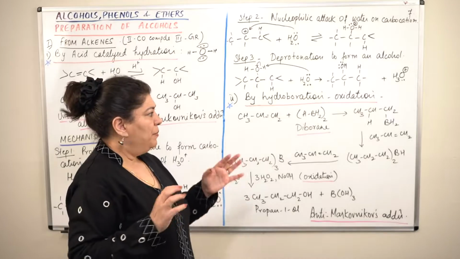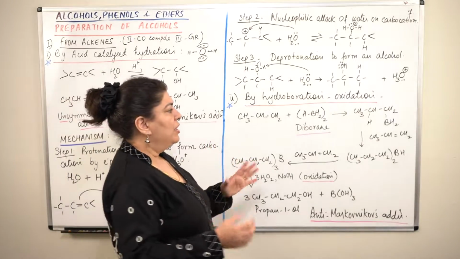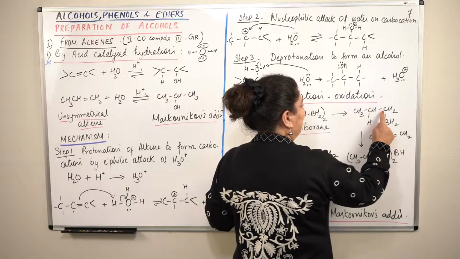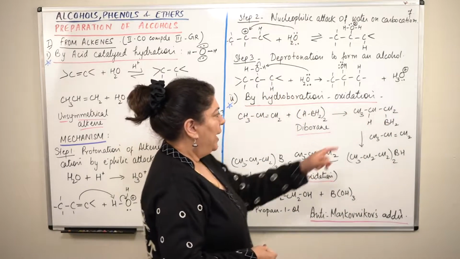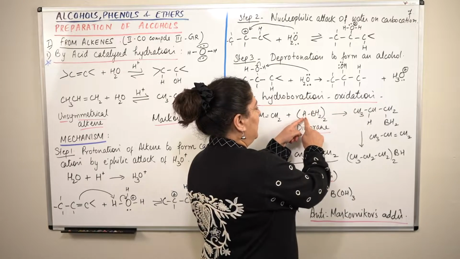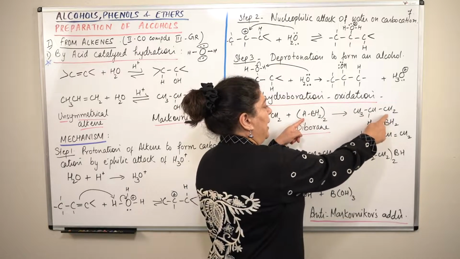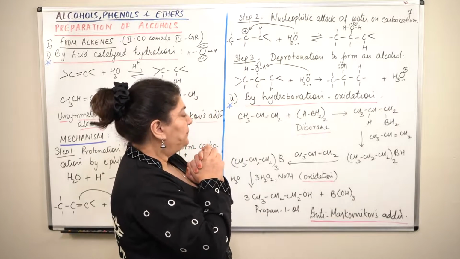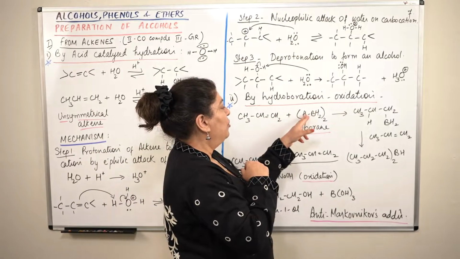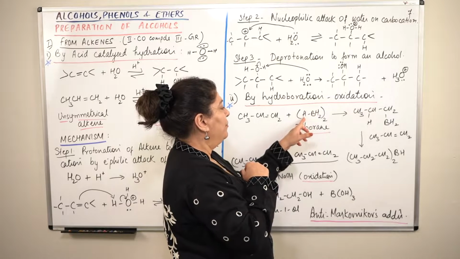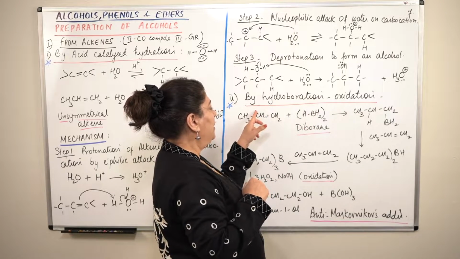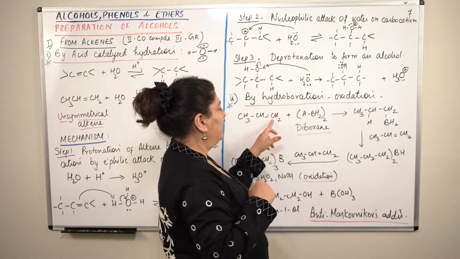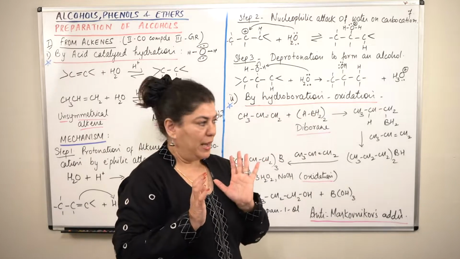It makes sense. The BH3 part seems to be positive, but it comes and attaches itself to the terminal carbon. This bond breaks, the hydrogen attaches itself to the second carbon, and the BH2 attaches itself to the terminal carbon. Again, when the bond broke, one electron went to boron, one electron went to hydrogen. This bond broke, one electron with this carbon, one electron with this carbon. With this carbon, hydrogen got attached, and with this carbon, boron got attached.